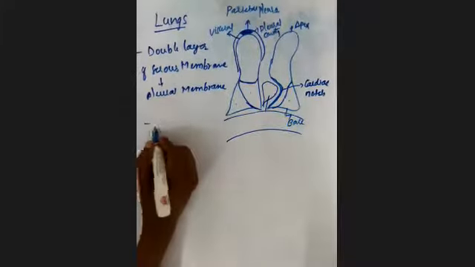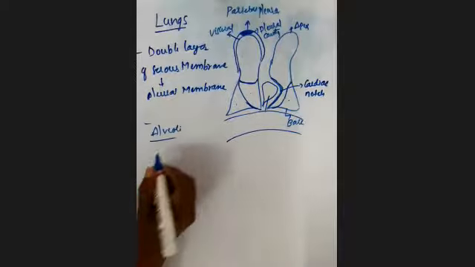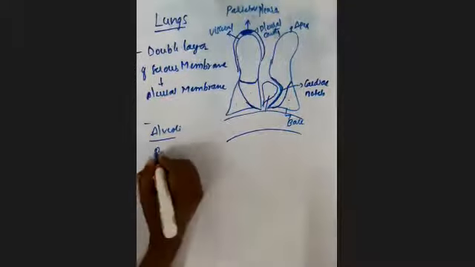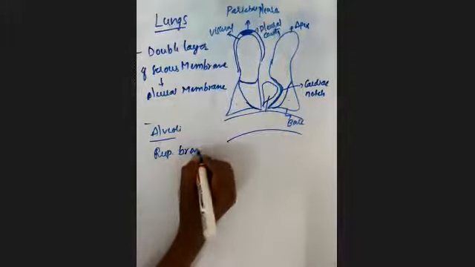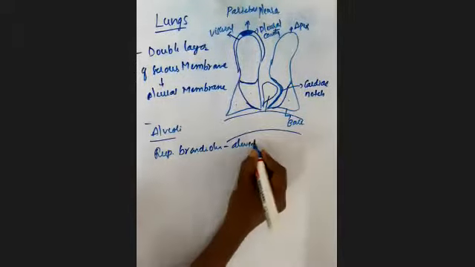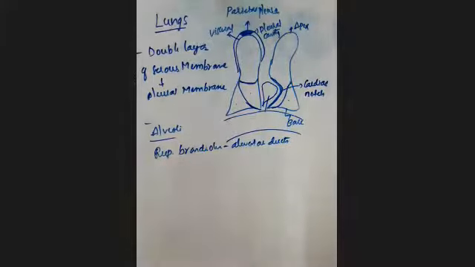Clear? That's all about the lungs. Next we'll see about the alveoli. The respiratory bronchioles divide into alveolar ducts. Previously, while discussing the bronchi, I told you the bronchioles are divided into respiratory bronchioles. These respiratory bronchioles are divided into alveolar ducts.